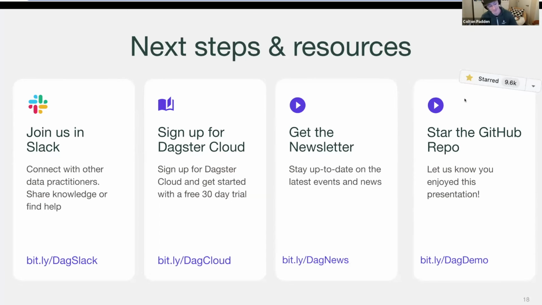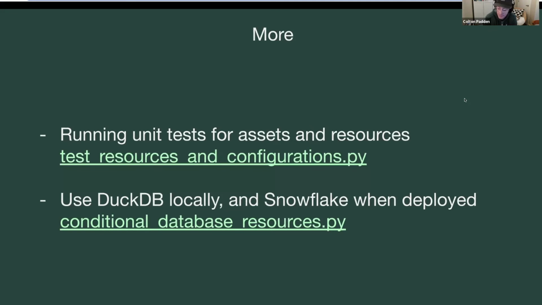There were two things I didn't talk about in this slide deck that are actually pretty relevant and interesting, just for the sake of time. One of those is unit testing your assets and resources. I mentioned Dagster allows you to become confident in your code base before you deploy to production, and a huge part of that is writing unit tests for your assets and resources. Because it's just Python code, Dagster is so Pythonic, it's really easy to write tests for it as well. So in our DevRel example projects repo, I included this test resources and configurations file for you to check out.